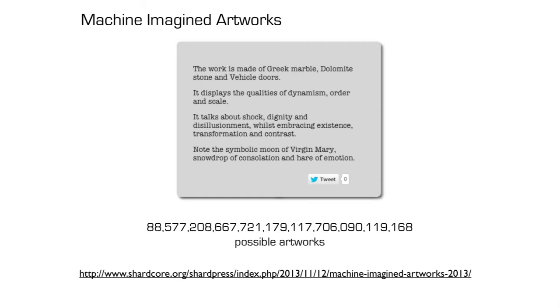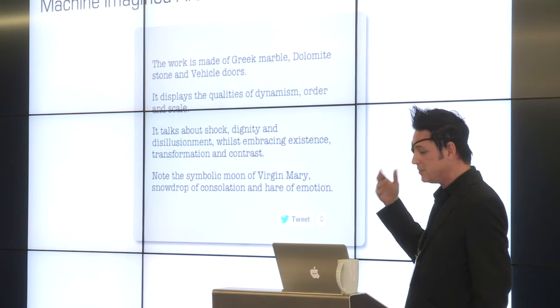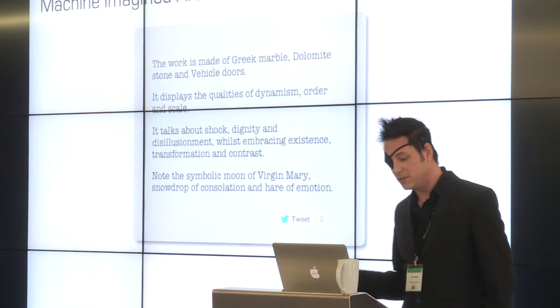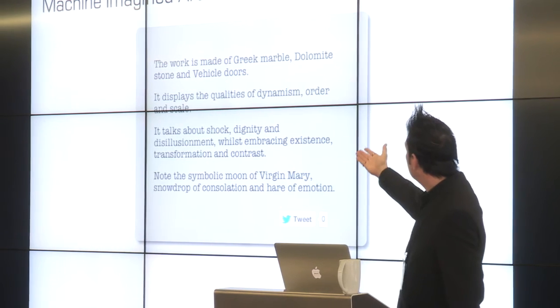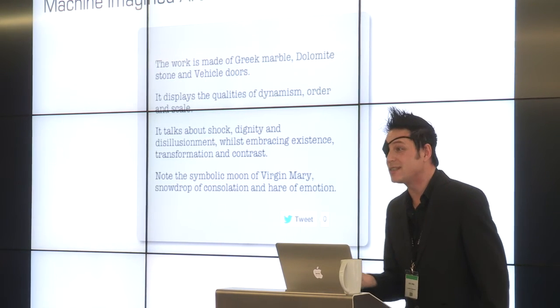Here's an example. This is a description of a non-existent artwork, created from the way the Tate describes other artworks. You've got the materials it's made out of, aesthetic qualities, subject matter, symbolism. And what you can do is create these kinds of complex and pleasing descriptions of artworks. As an artist, that's really exciting.